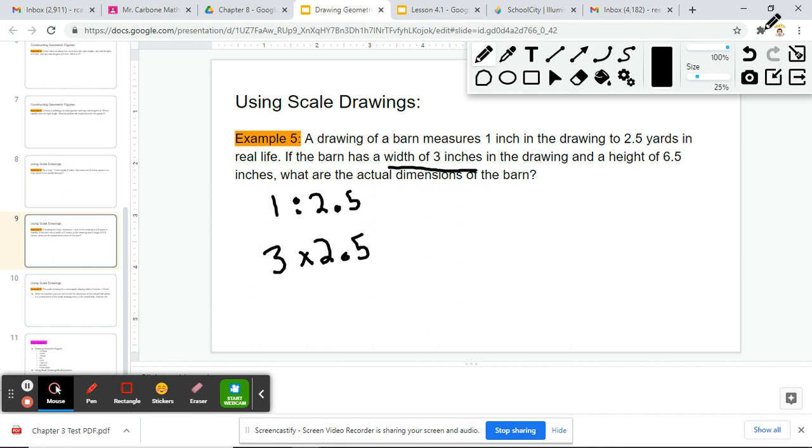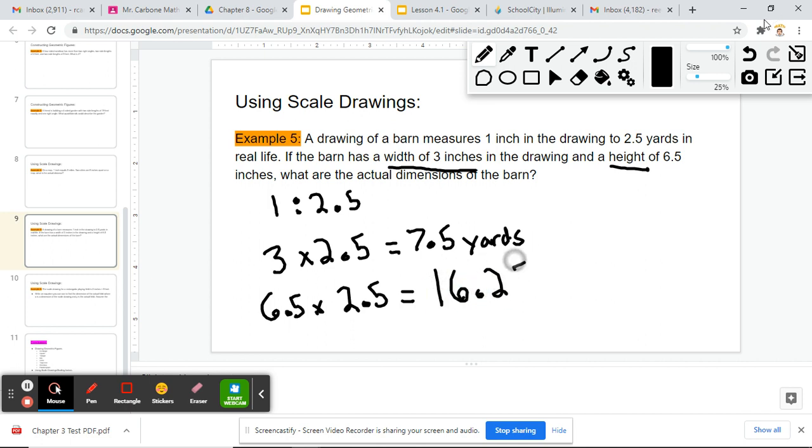So we're going to take that 3 inches and we're going to multiply it by 2.5 here. So 3 times 2 would be 6. And then 3 times 0.5 would be 1.5. So we'll add those together here and get 7.5 yards. But we also have to do the height, right? So our height was 6.5 inches times the same 2.5 scaling factor here. Let's see what we got here. 6.5 times 2.5 equals 16.25. So that means that the height of our barn was actually 16.25 yards.